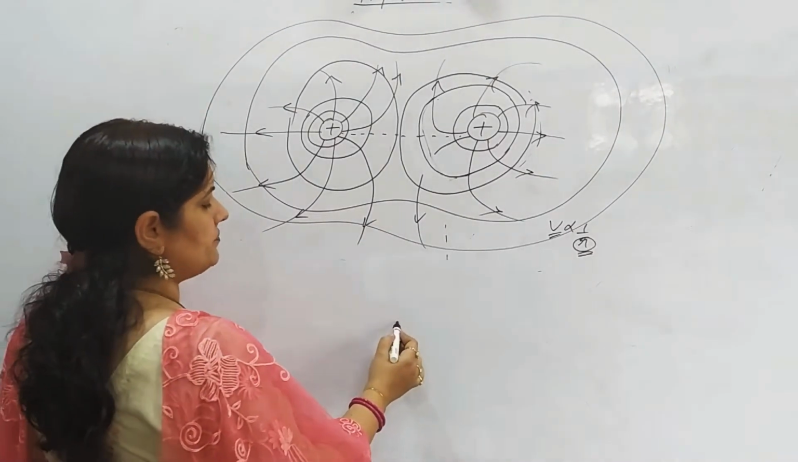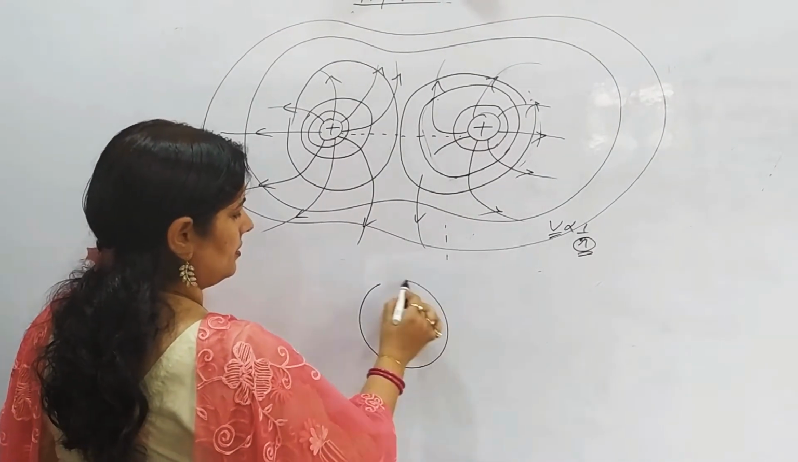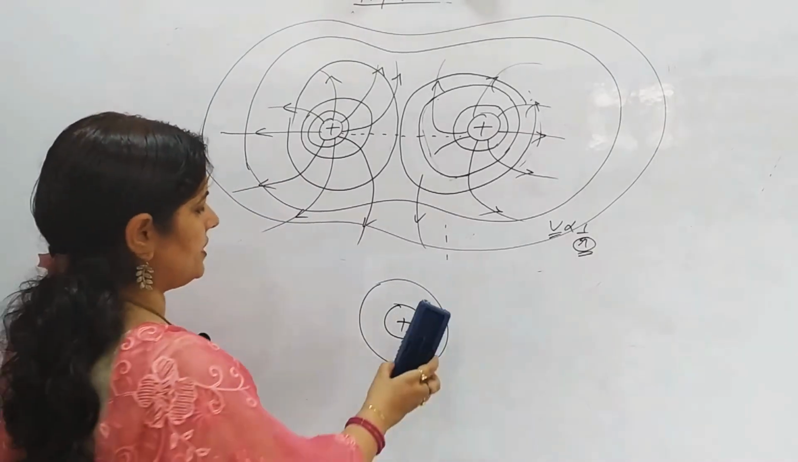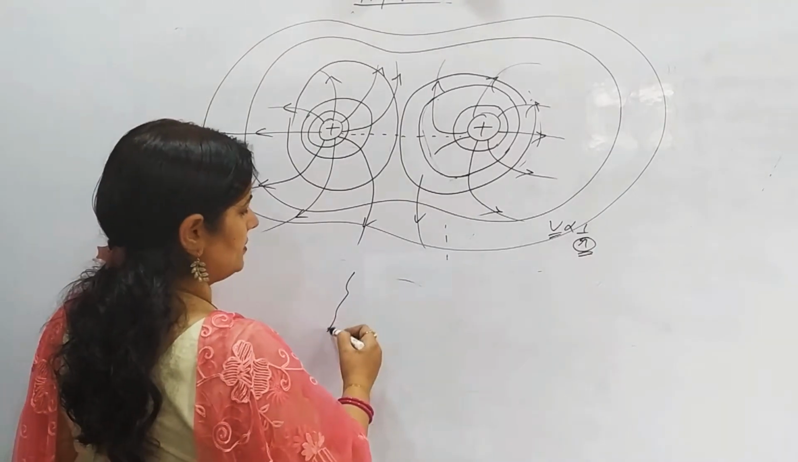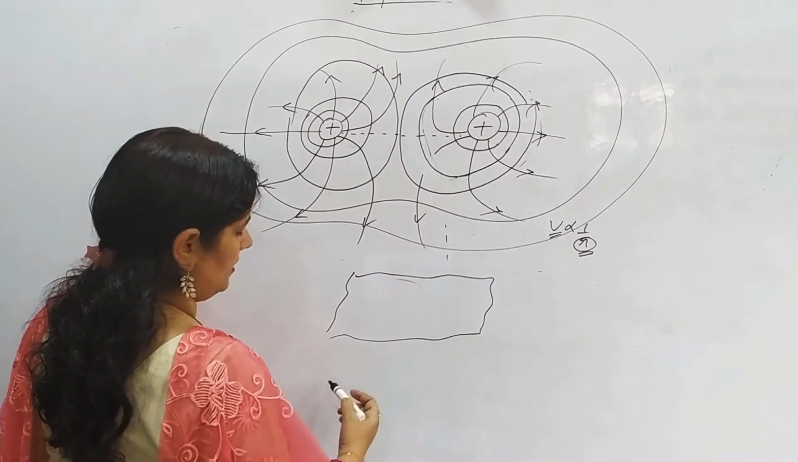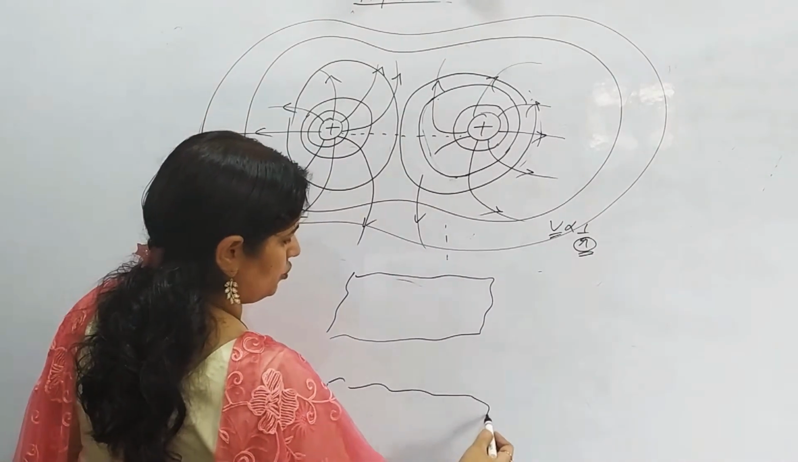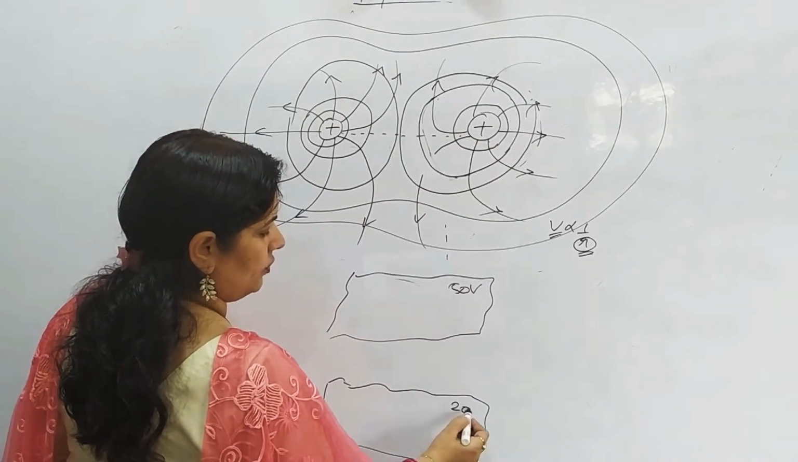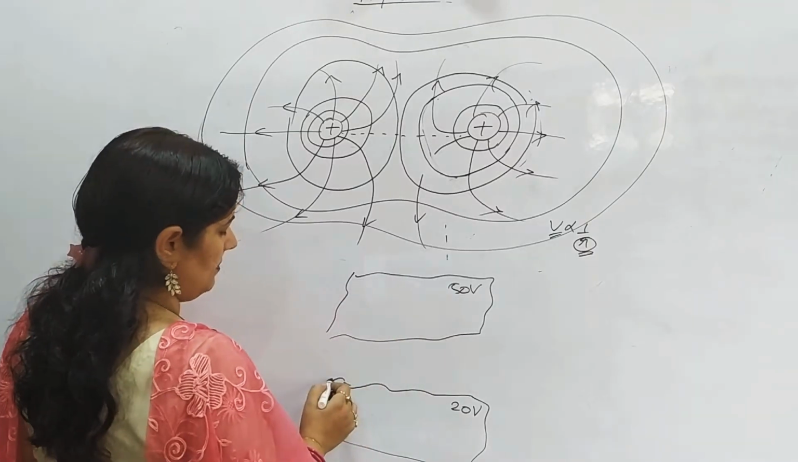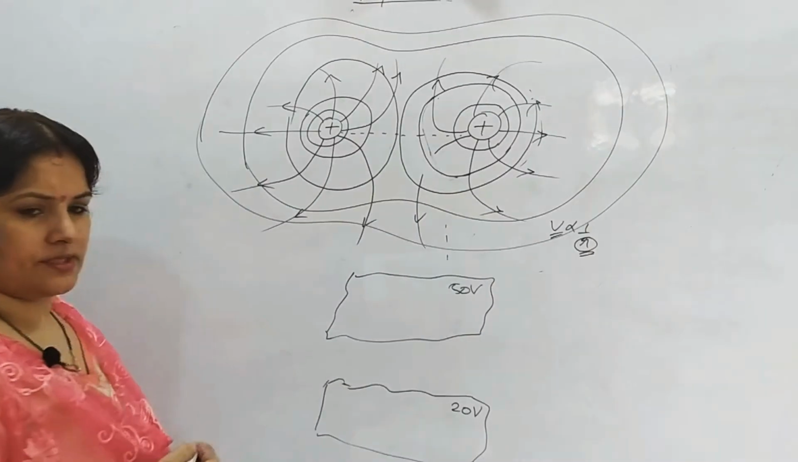Say this is a positive charge, or rather than taking positive charge, we have taken positive charges twice. There are two surfaces, ये surface 1 है और ये surface 2 है. इसका potential है 50 volts, इसका potential है 20 volts, right? Now tell me the direction of electric field lines.